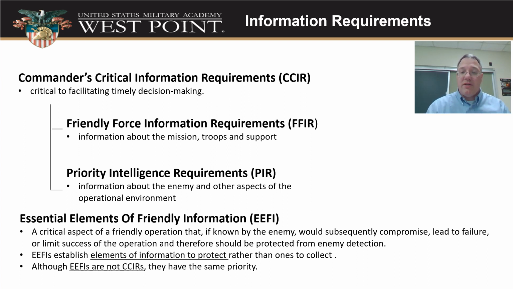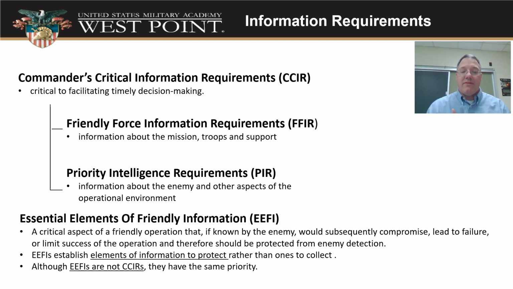There's friendly force information requirements. Those are the ones about ourselves. What do I need to know about us to make a decision about how to conduct the fight? The other one is priority intelligence requirements. What do I want to know about the enemy to make decisions about my fight? I want to know where the machine gun is located because that'll decide if I go left or right up the hill. Things like that.